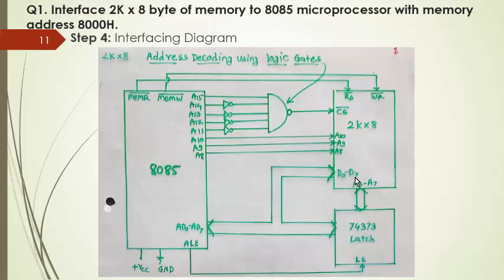Here you have to draw first the demultiplexing logic. The output from AD0 to AD7 you have to connect to the 74373 latch. This latch will give the separate address lines A0 to A7, and you have to draw separate D0 to D7 data lines, and the ALE pin of 8085 you have to connect to the latch enable of this latch IC.